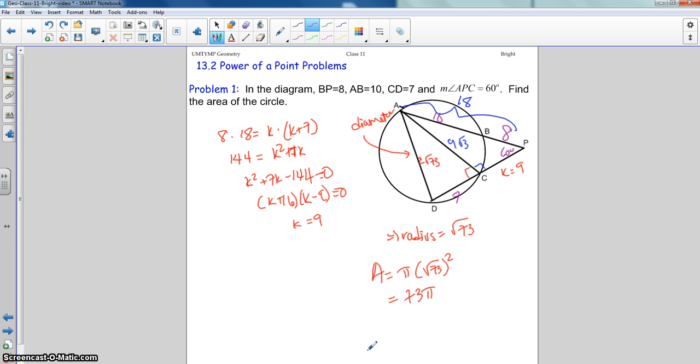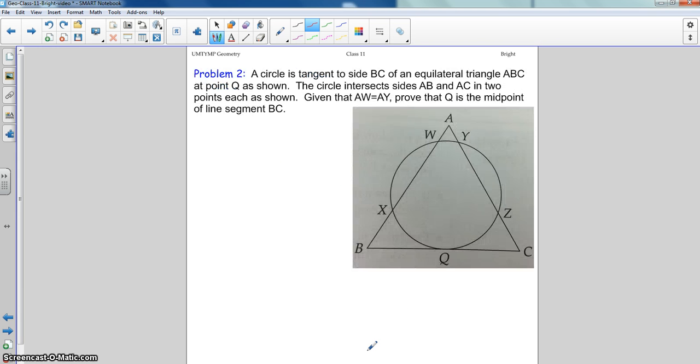Okay, so that's the first example. The second example has to do with a circle and an equilateral triangle. So this construction is made so that AW is congruent to AY, and also we're given that the circle is tangent to side BC at point Q. Now with this, we want to show, at the very end, that BQ is the same as QC. To do that, we're going to need to employ the power of a point theorem several times.